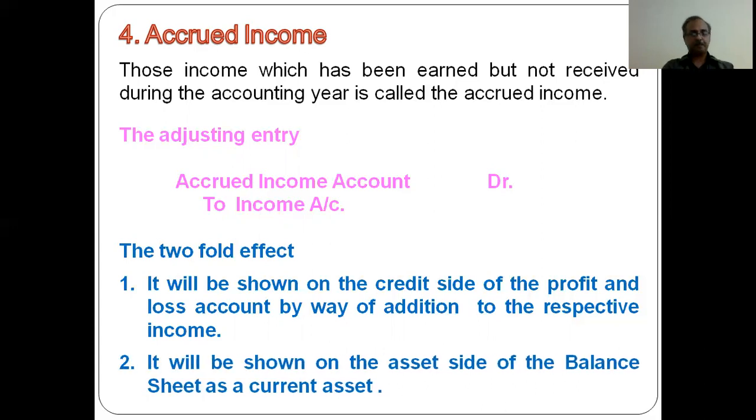The next effect: accrued income is an asset, still not received. We are supposed to receive it, but have not yet received it. So it is the asset of the company, the asset of the sole trader concern. So the second effect is that accrued income will be showing on the asset side of the balance sheet. So these are the two effects. First effect is that accrued income will be showing on the credit side of the P&L account by way of addition to the respective income. And second, it is an asset, so that is why it will be showing on the asset side of the balance sheet.